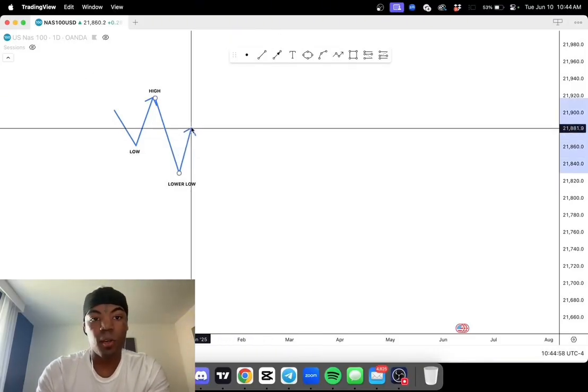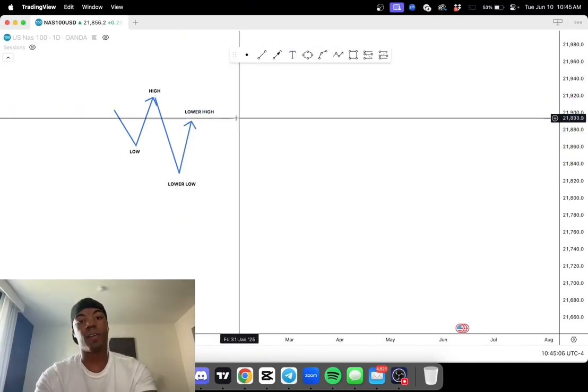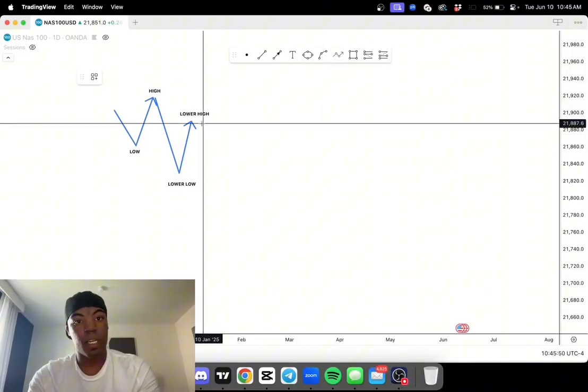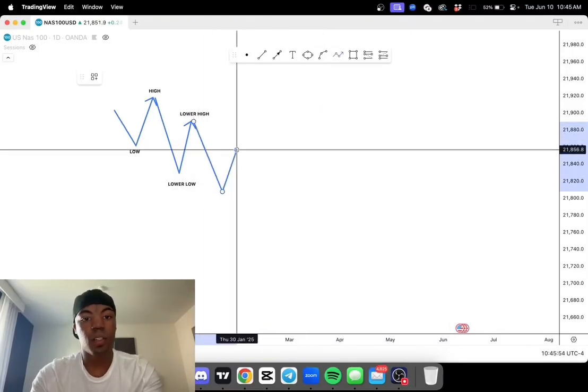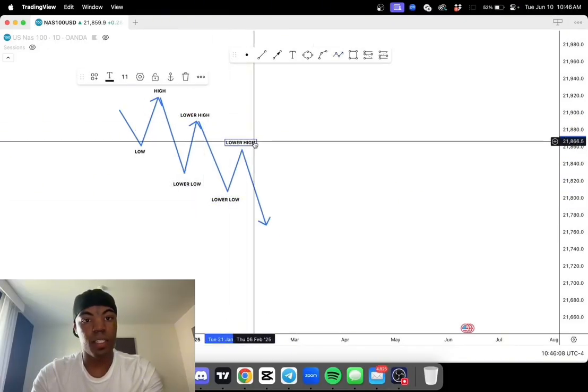Same thing with lower high. So if our high is made and it is lower than the previous high, then this will be our lower high, right? This is our lower high. Now, from this point on, this is where the downtrend continues. We're going to have our lower high, and then we're going to have another lower low, lower high, lower low. Take your time to look at this and say, this is a trend, this is a downtrend.